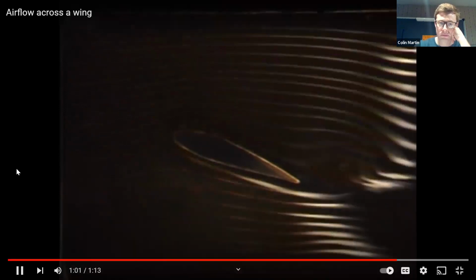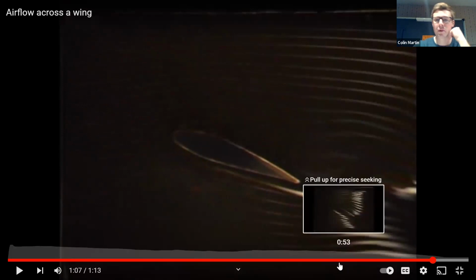You can see that it reaches the end on the upper surface much earlier than it does on the lower surface. In fact, by the time it reaches the end on the lower surface, the flow's already gone a long way past on the upper surface. This shows very clearly that the flow doesn't take the same amount of time to reach the end of the wing.